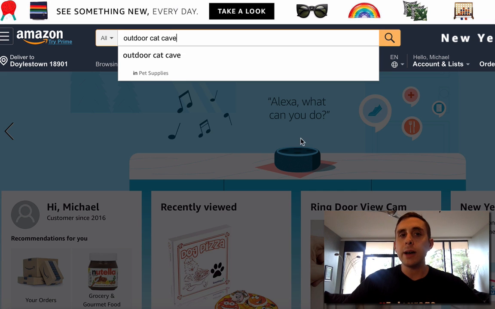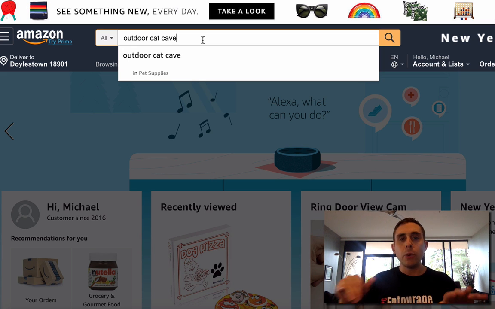So by using outdoor cat cave as negative exact, I'm basically saying that anytime somebody searches for outdoor cat cave or outdoor cat caves, I do not want exposure for that whatsoever. So it's an exact relationship. I'm identifying what I don't want, and I'm saying, Amazon, do not give me that when anyone types in that exact search term. Okay, very simple and straightforward.